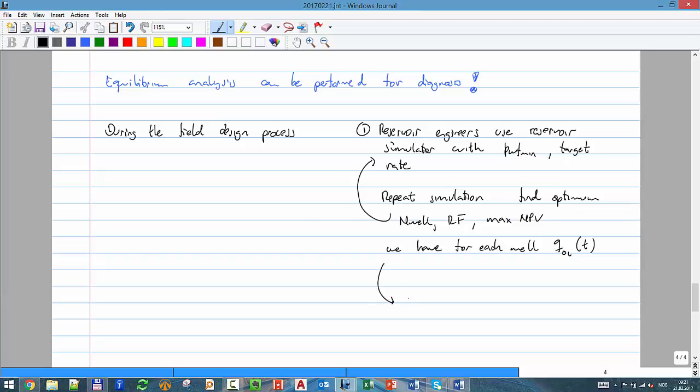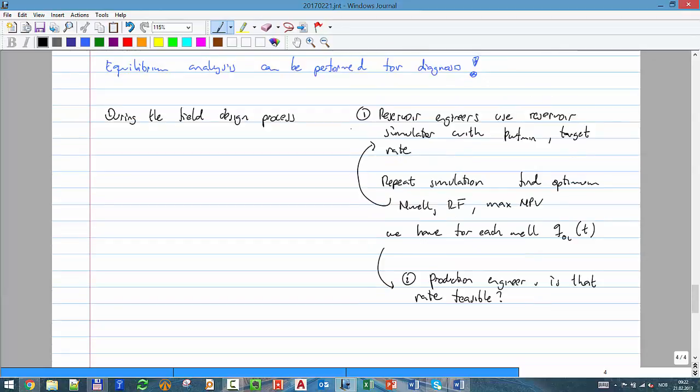Then I come back and I talk to the production engineer. Is that rate feasible? Okay. Then I ask if that minimum bottom hole pressure that I put, if I can produce it at that particular point in time. And the production engineer has to verify if I can make that rate. Okay. And here comes some back and forth between reservoir and production engineer, some communication back and forth.